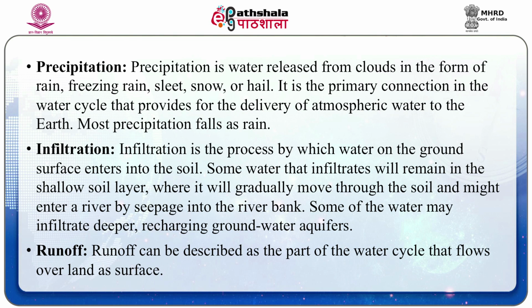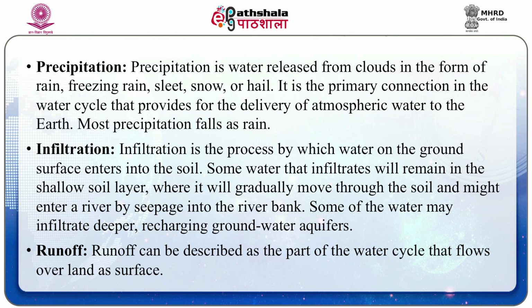Precipitation. Precipitation is the water released from clouds in the form of rain, freezing rain, sleet, snow or hail. It is the primary connection in the water cycle that provides for the delivery of atmospheric water to the earth. Most precipitation falls as rain.